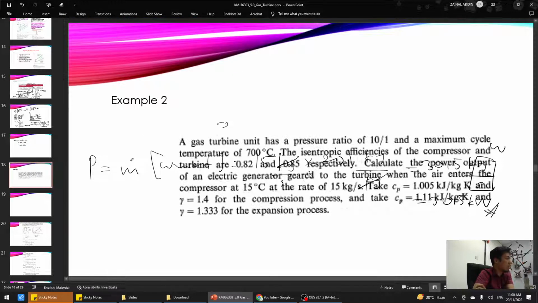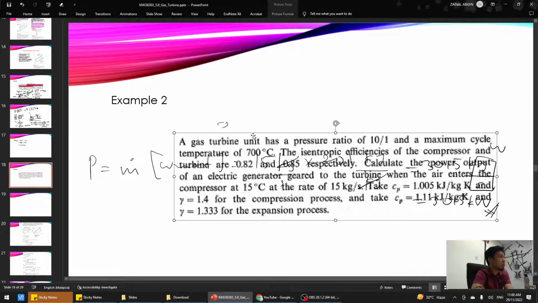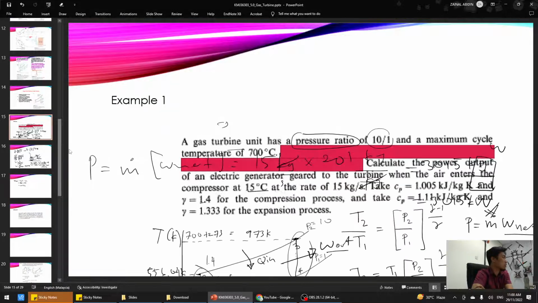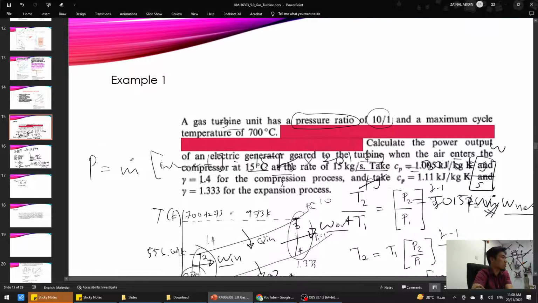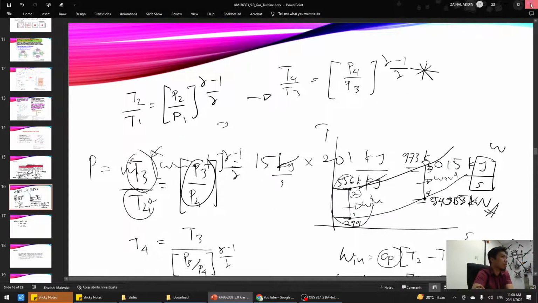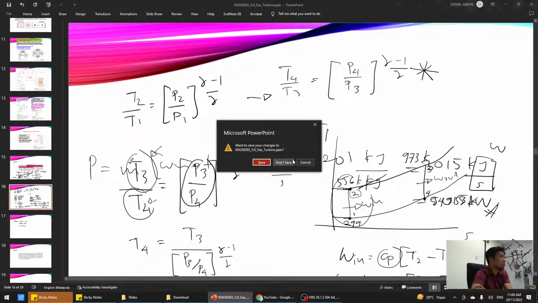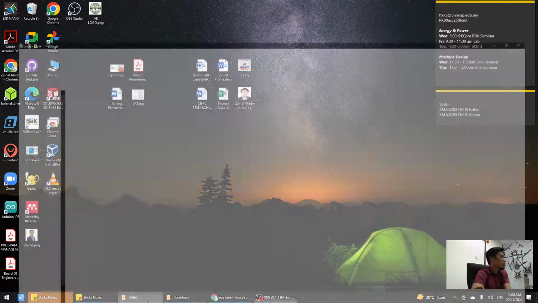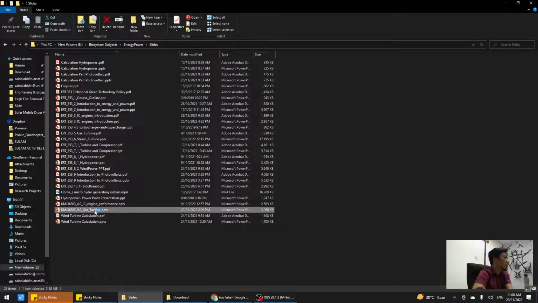I guess I remove, mana pula ni tak melekat ni, sorry, need to remove this. Kenapa dia kat sini? Okay, cara dia ialah kita don't save dulu. Kejap saya buka semula. Slide here.